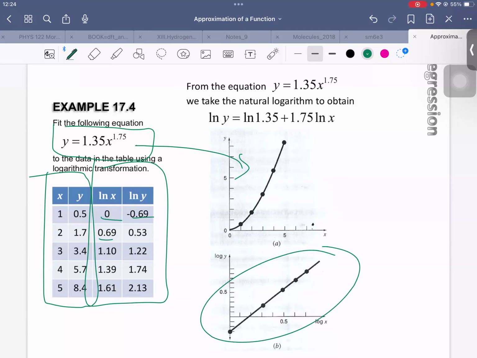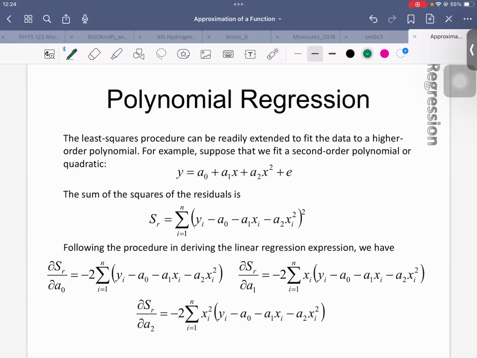Okay? So hopefully you're familiar with this when you take the ln. Once you take the ln, the exponent comes down, and the product is actually the sum of those ln. So you now have these two ln. Okay? All right. So another type of fitting is called polynomial regression.